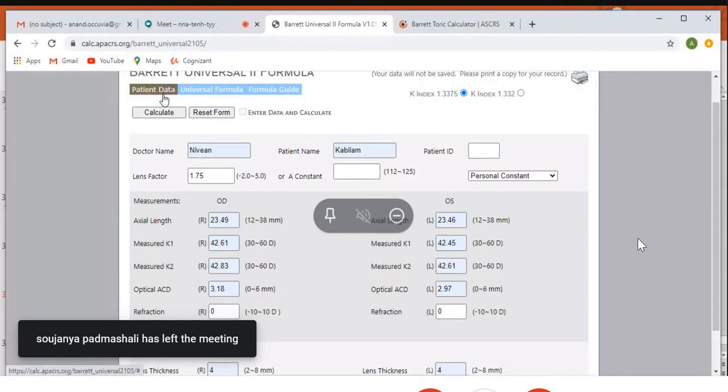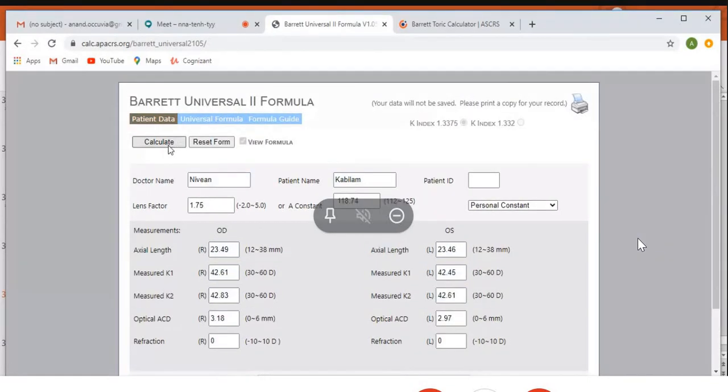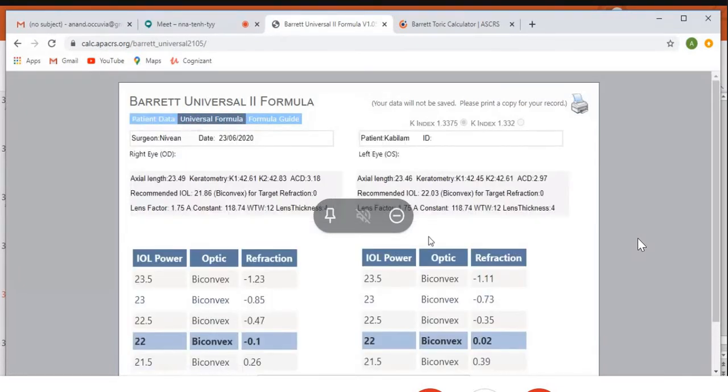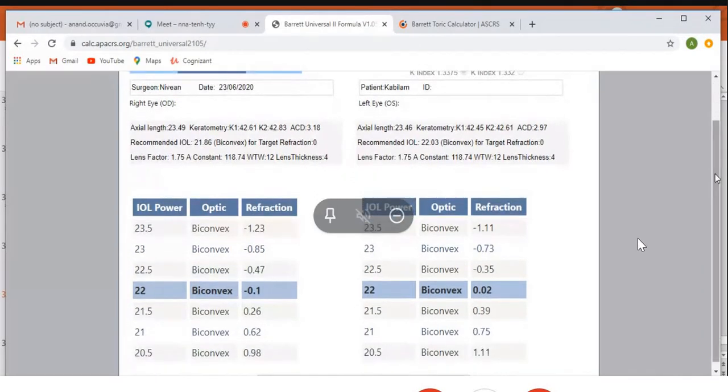And then here you can see patient data, you enter everything. Then you want to click the calculate button, and then you just click the universal formula. Here you can see it will calculate the IOL power for you. So this sheet is the thing you want to present to the doctor.